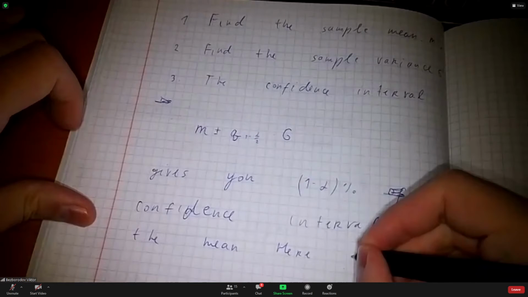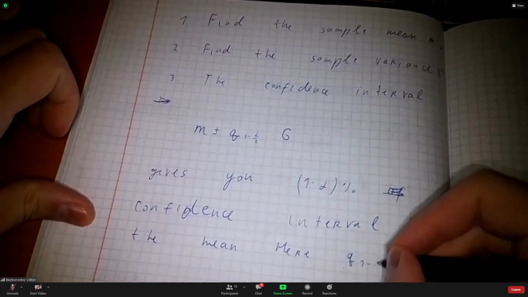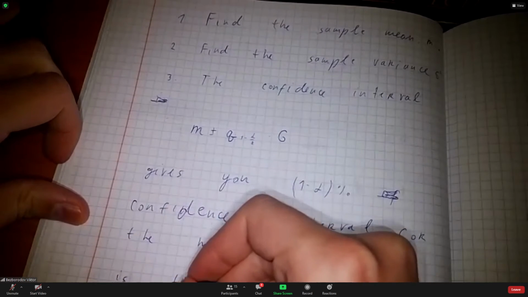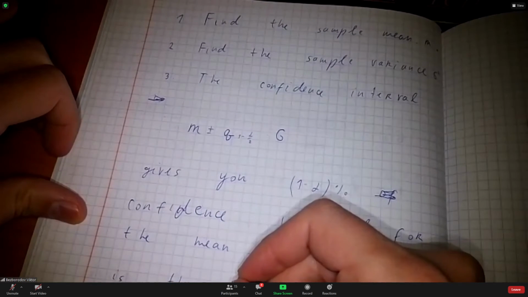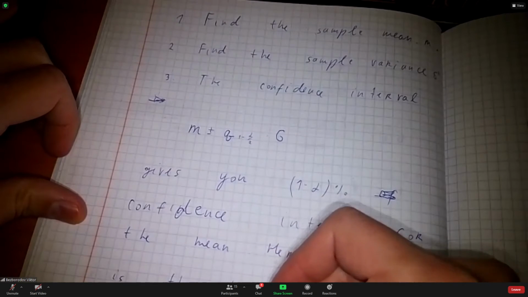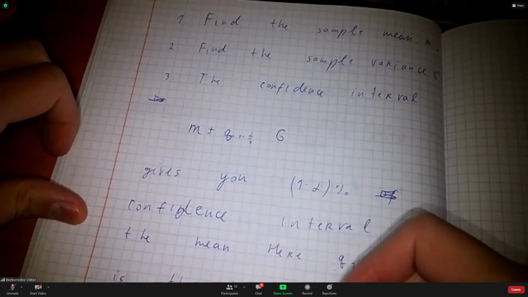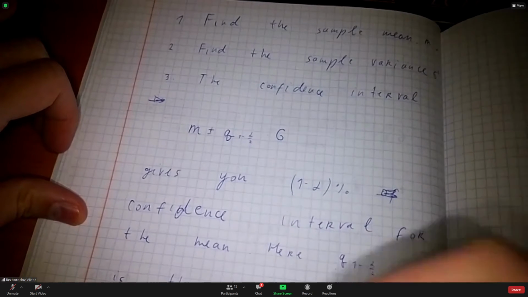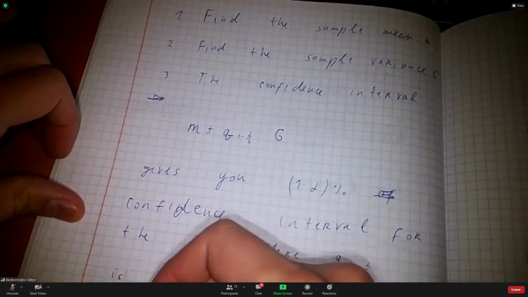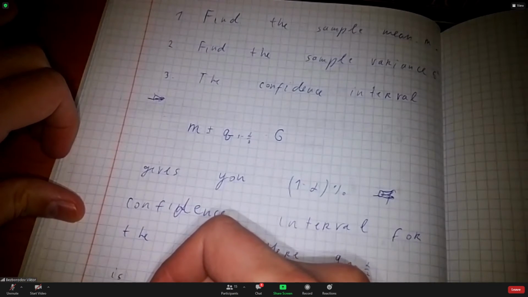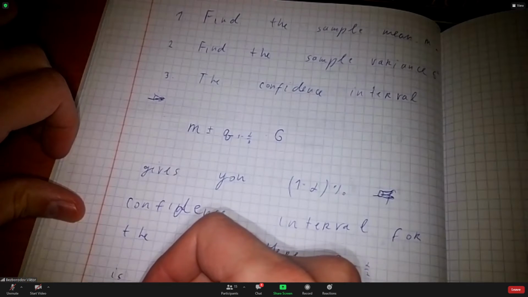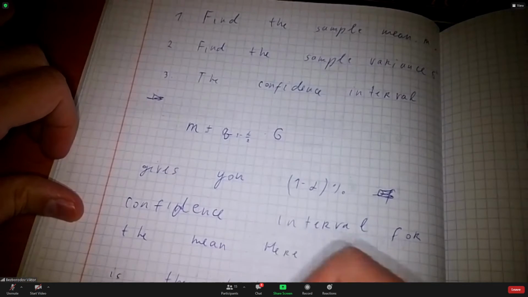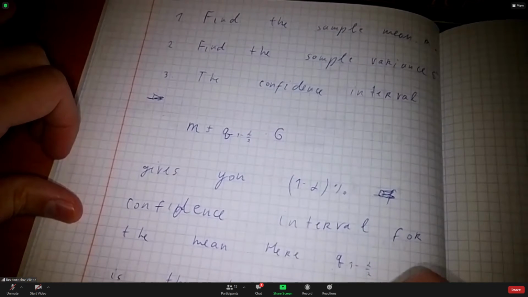Here Q1 minus alpha over 2 is the 1 minus alpha over 2 quantile of T distribution, of student T distribution.